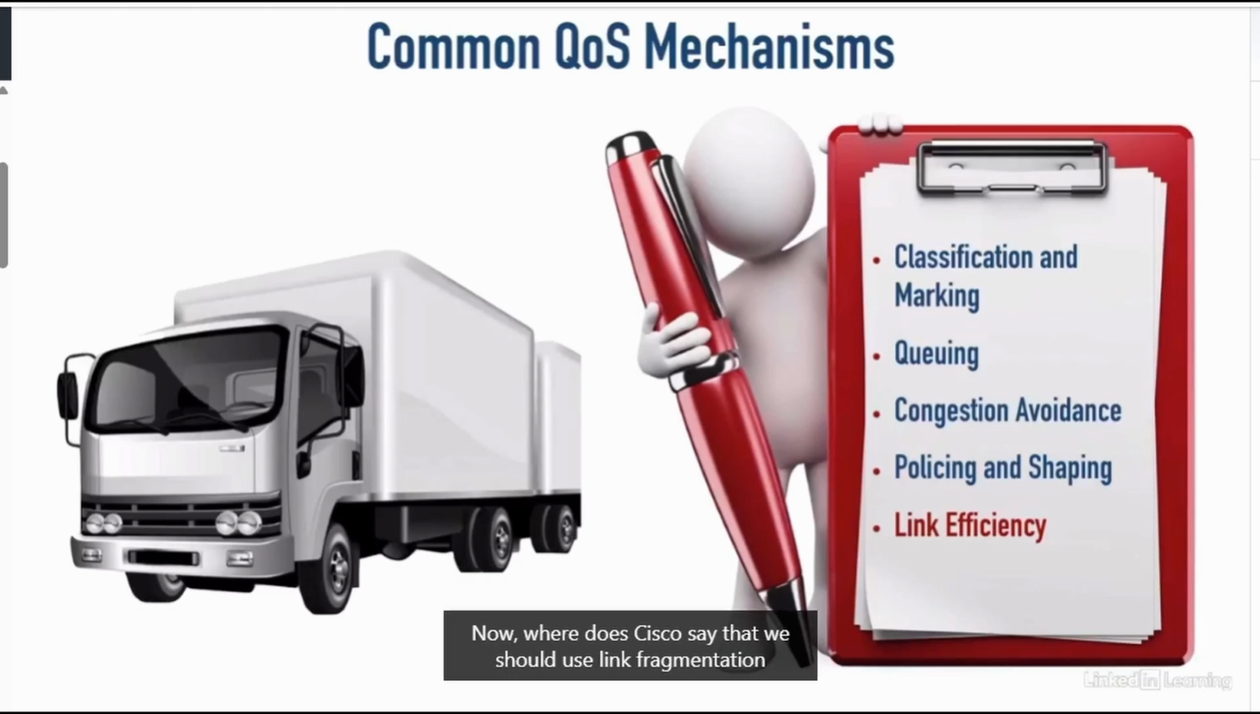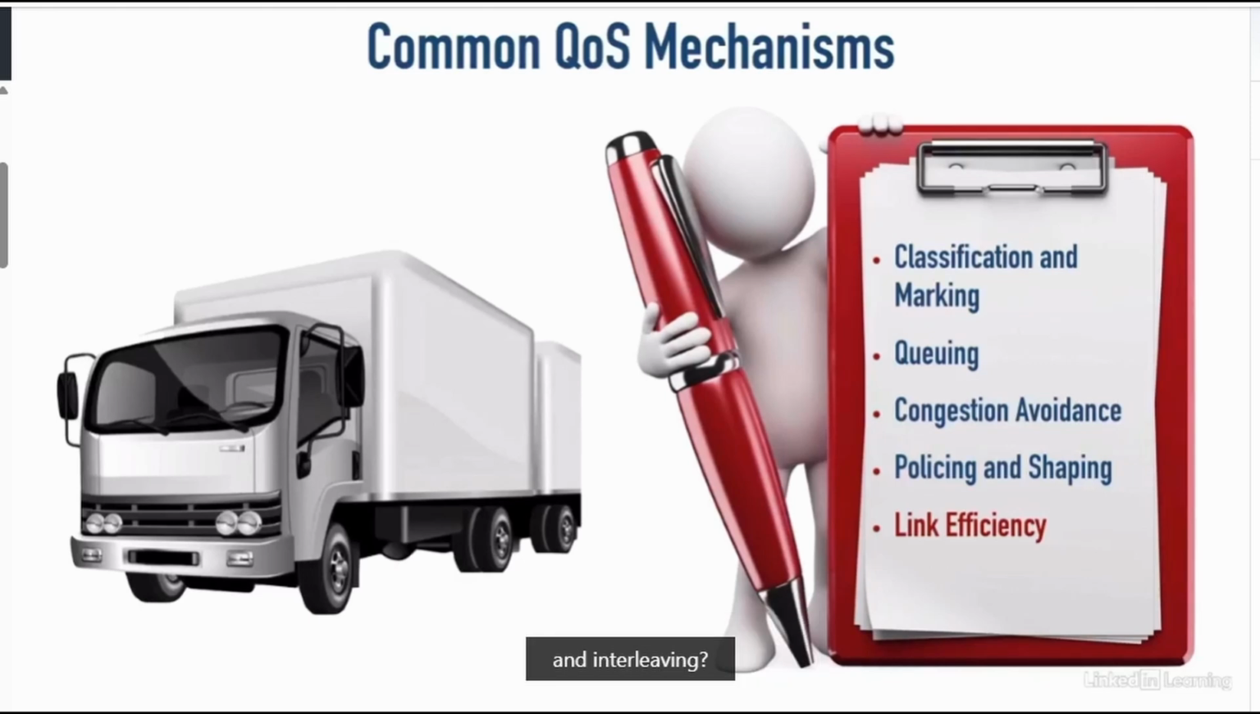Now, where does Cisco say that we should use link fragmentation and interleaving? It's when we have voice or video traffic on a link speed of 768K or less. That's pretty slow. You probably aren't going to run into too many of those. But if you do, and if you're running voice or video, it might benefit you to consider using link fragmentation and interleaving.